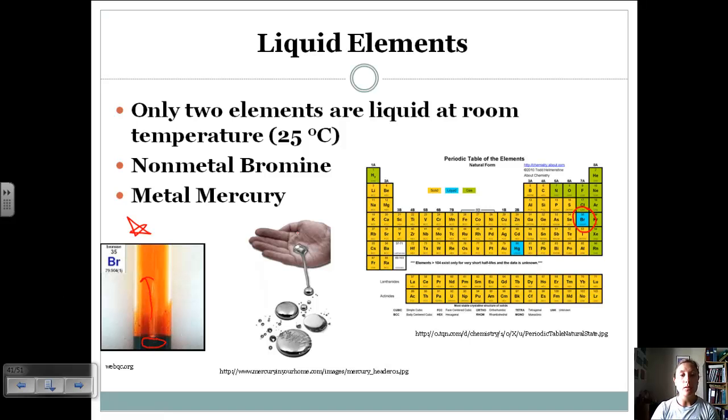And then we have the metal, mercury, which maybe if you ask your parents or your grandparents, they probably played with mercury, especially if they broke a thermometer. But it's actually very dangerous. We don't have mercury thermometers in school anymore. If you have one at home and you break it, you actually have to call a hazmat team. You should never play with it or clean it up yourself.